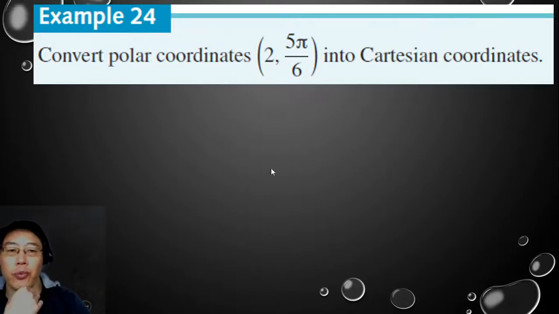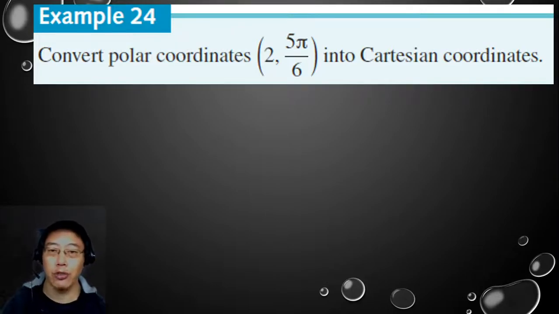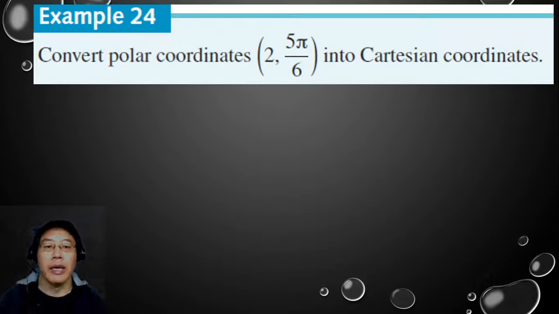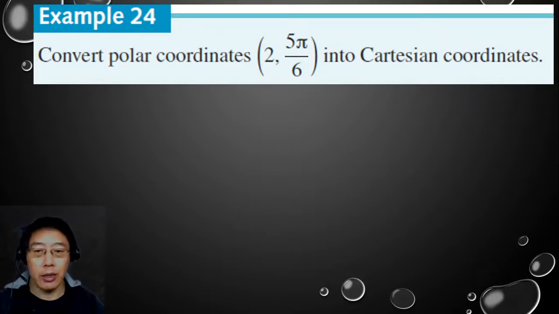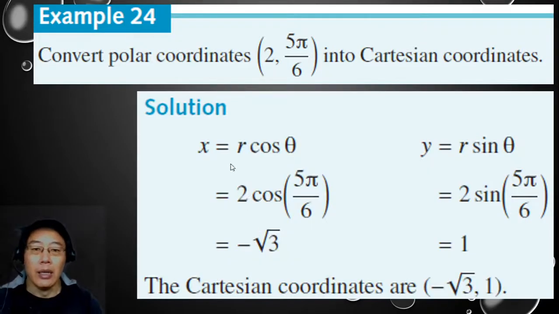Alright, to convert polar coordinates into Cartesian coordinates, you need to know your exact values in the first quadrant for your trigonometric ratios, mainly cos and sine, and also use the symmetry between all the quadrants to determine the actual values. For example, in this situation 5 pi on 6 is actually in the second quadrant. So you will do your substitution and simplify your ratios using your symmetry and knowing your exact values, and you end up with the Cartesian coordinates.